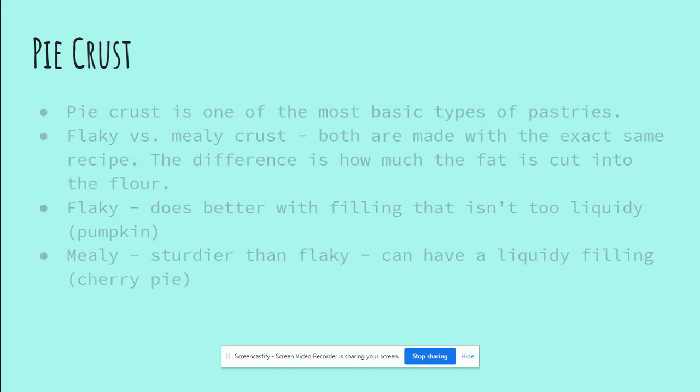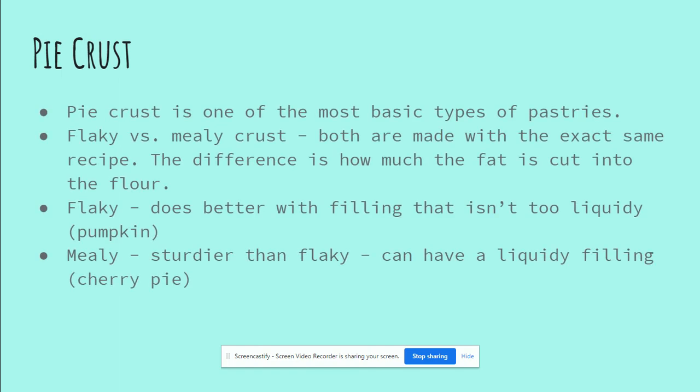So pie crust, we're going to talk about. It's one of the most basic types of pastries. So just by itself, it's going to have flour, fat, and water. There are two basic types of pie crust that we're going to focus on, and it's flaky and mealy. They both have the same ingredients. The difference is how you cut the fat into the flour, and I'll talk to you guys about that in a minute.